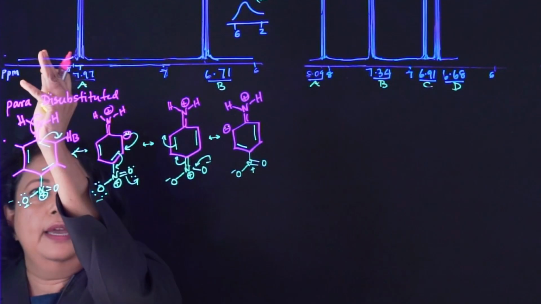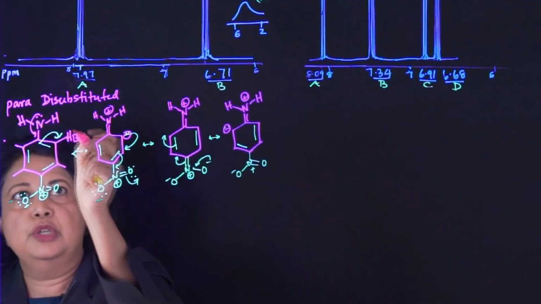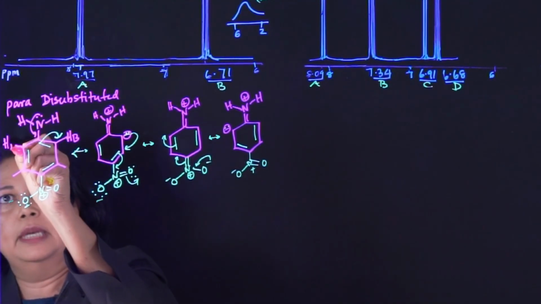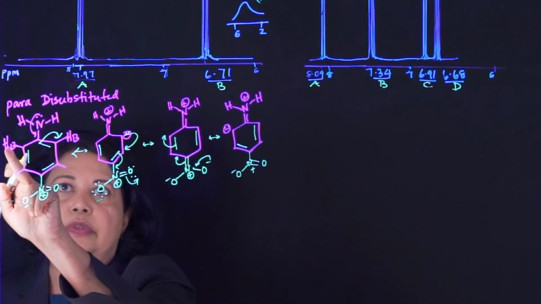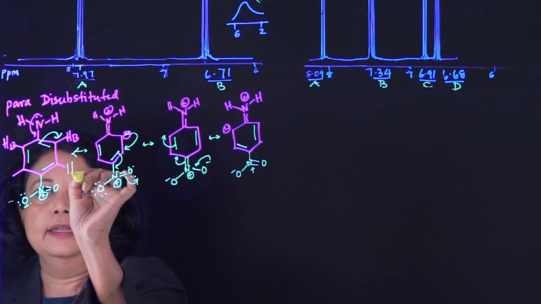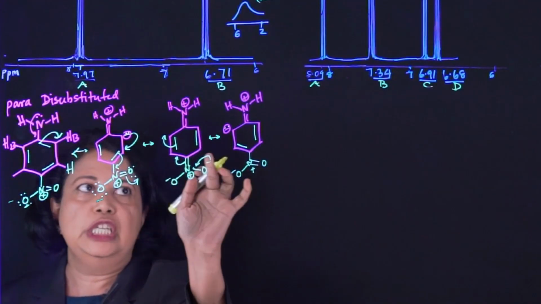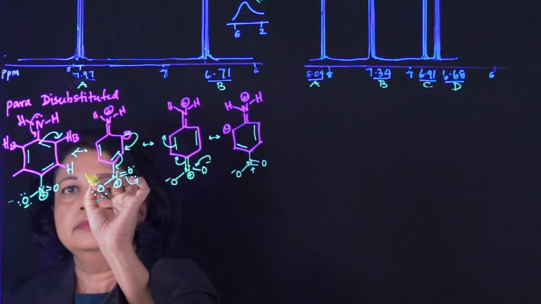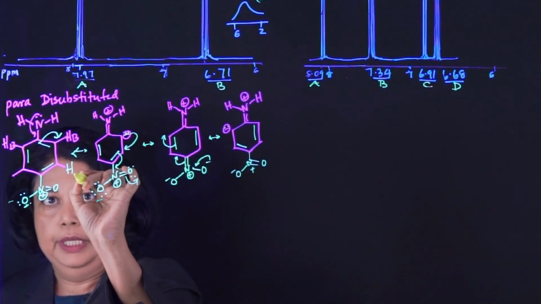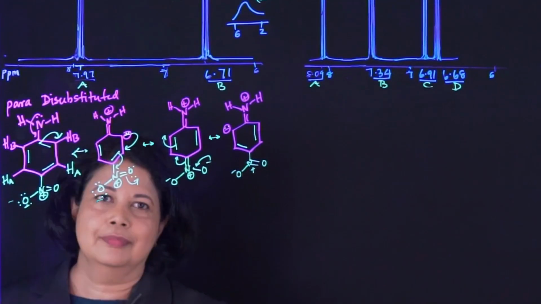And since you have a symmetry here, a plane of symmetry, this is exactly the same as this. In terms of de-shielding and shielding, you would get the exact same value for that. And this is going to be more de-shielded because we haven't dumped any electron density here. And so this is going to be the one that's more de-shielded.